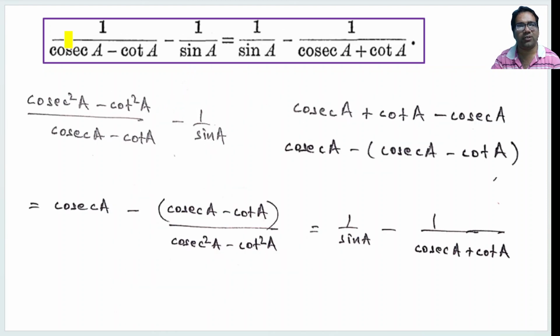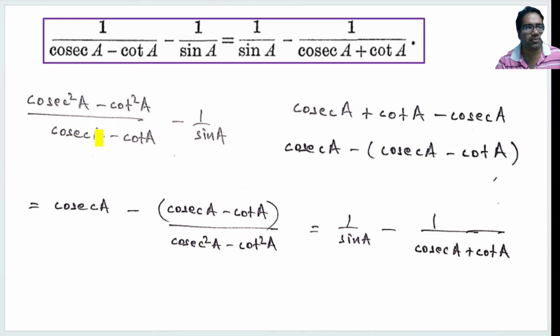Next, let us see once more. 1 by cosecant A minus cot A minus 1 by sin A equals 1 by sin A minus 1 by cosecant A plus cot A. It's a nice one. Let's see cosecant A minus cot A. Right, we want to convert this to cosecant A plus cot A. How do we do this? We have 1 here. What is 1? Cosecant square A minus cot square A is equal to 1. That we know, right? So let's write 1 as cosecant square A minus cot square A and the remaining as is. Cosecant A minus cot A minus 1 by sin A.